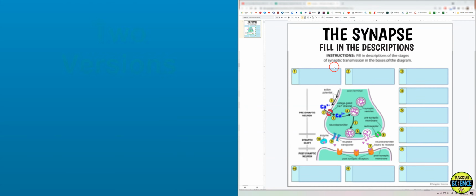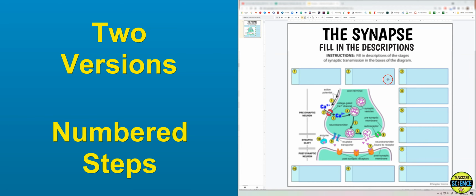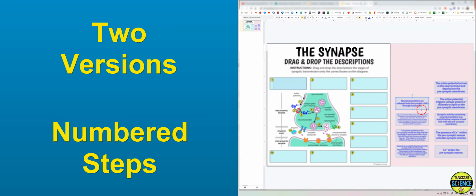For the Synapse, there are 2 versions of this activity. For each version, the steps towards synaptic transmission are numbered from 1 to 10. The first version involves typing in the descriptions in each of the steps. This is best for teacher instruction. The second version involves dragging and dropping descriptions of each stage onto boxes of the diagram. This is best for student review and reinforcement.